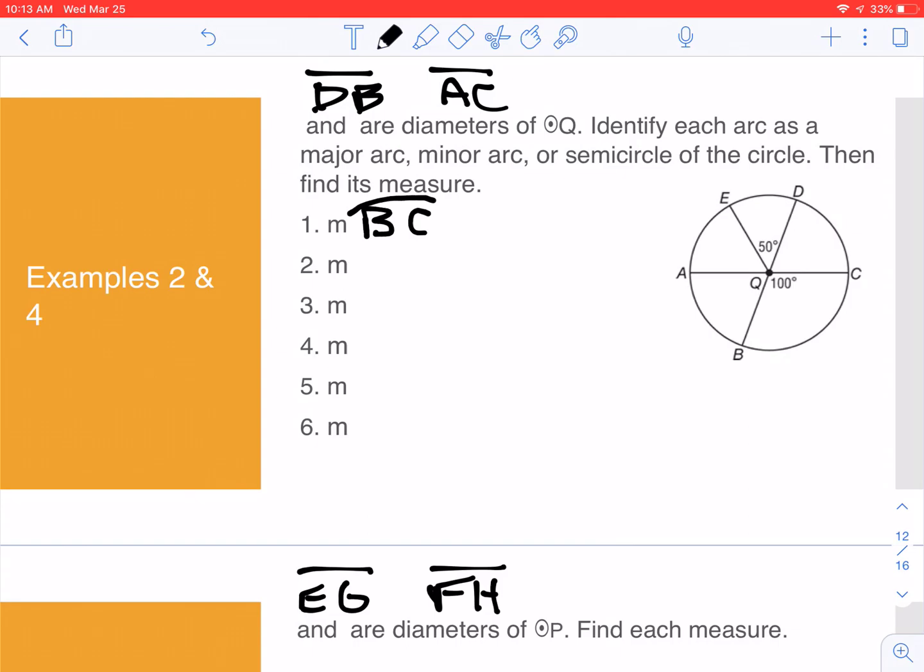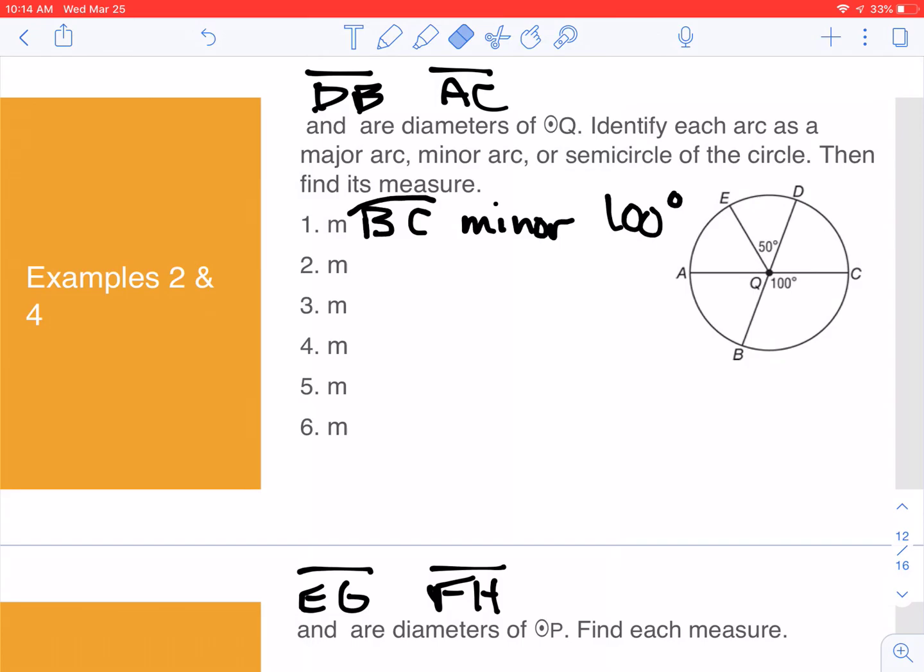Okay, so if we look at BC, it's 100 degrees. Okay, so it's minor. And we would say 100 degrees. Okay, so it says identify as a major, minor, semicircle, and find its measure. So we really know what it is already based on the measurement. All right.